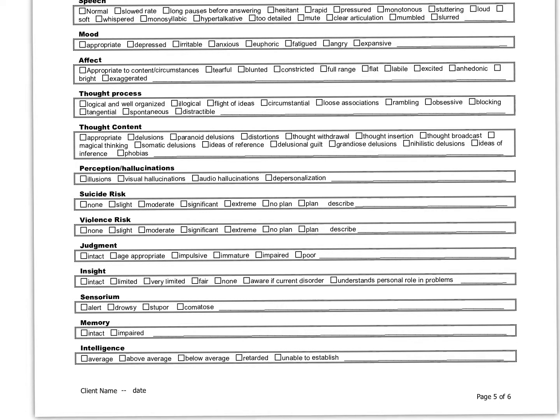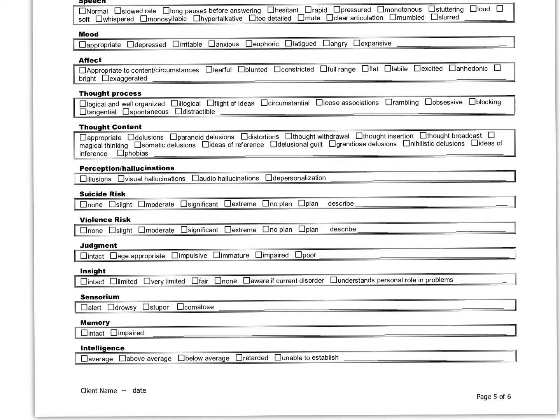The thought content, did it seem appropriate? Did they seem to have delusions? Were they paranoid? Did they seem to have distorted thoughts, thought withdrawal, thought insertion, thought broadcast, magical thinking, somatic delusions, ideas of reference, delusional guilt, grandiose delusions, nihilistic delusions, ideas of inference, phobias? If you want descriptions as to those, you want to think back to the presentation on schizophrenia.